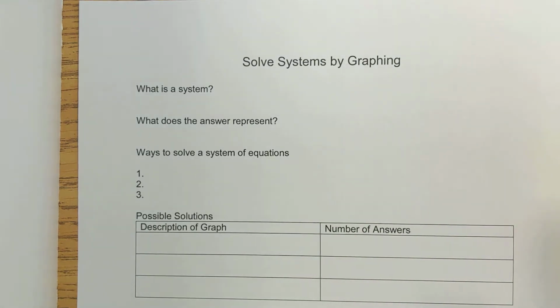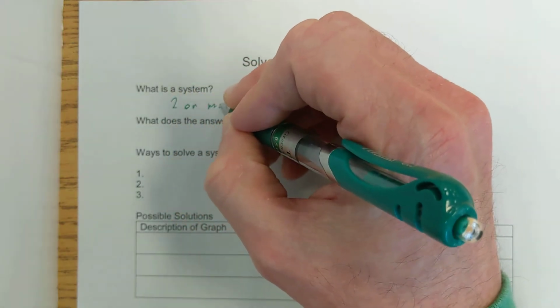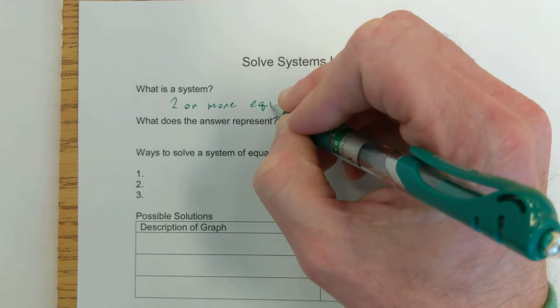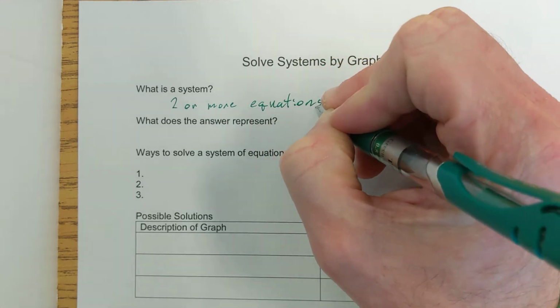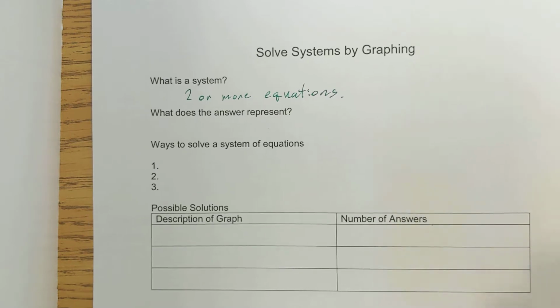Alright, so first off, what is a system of equations? That is where we have two or more equations. And what does the answer to a system of equations represent?